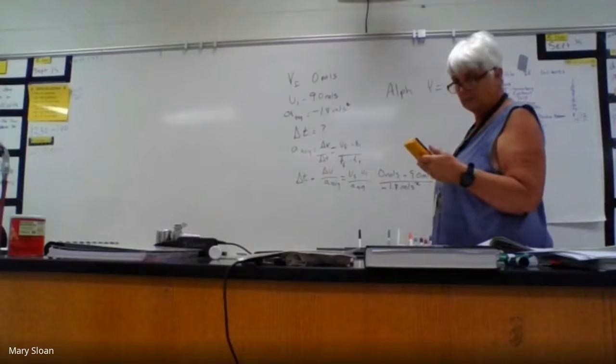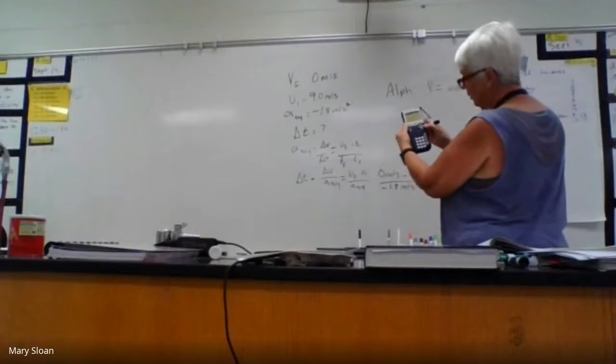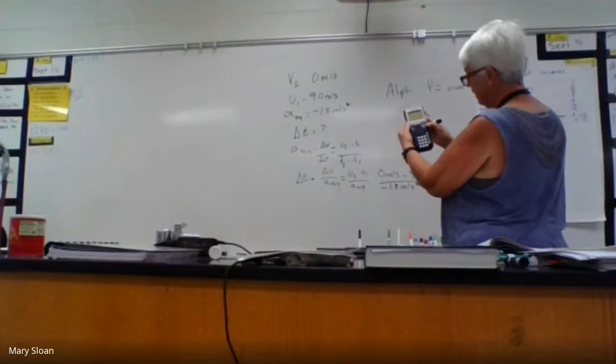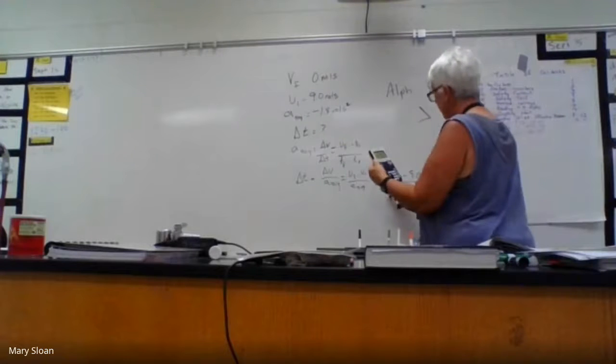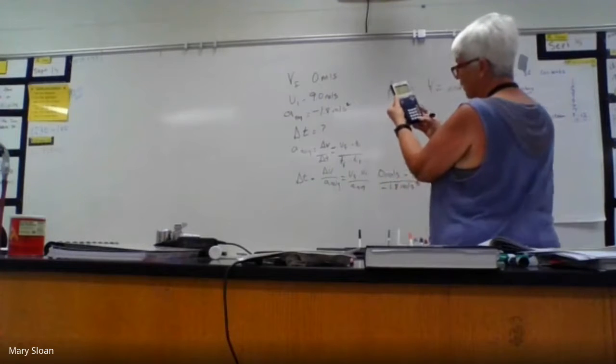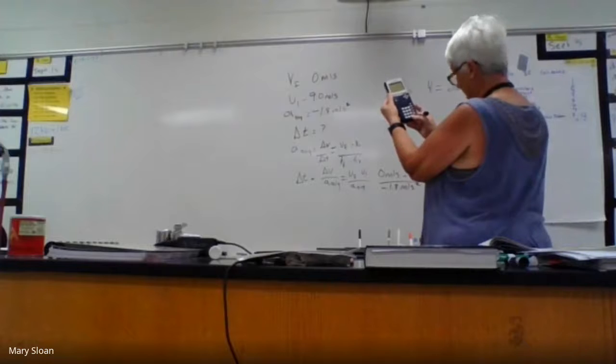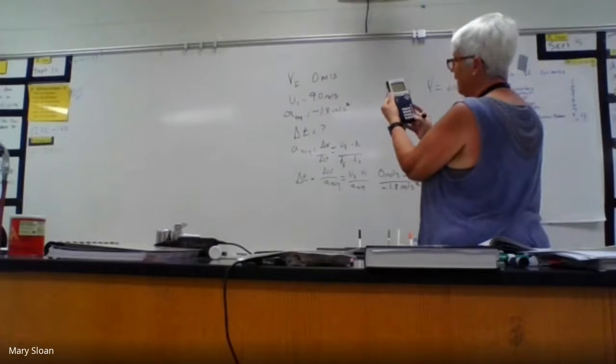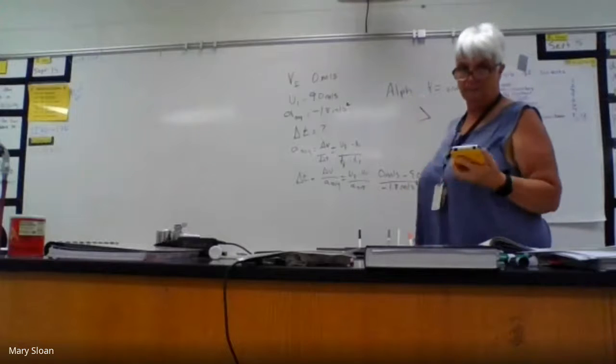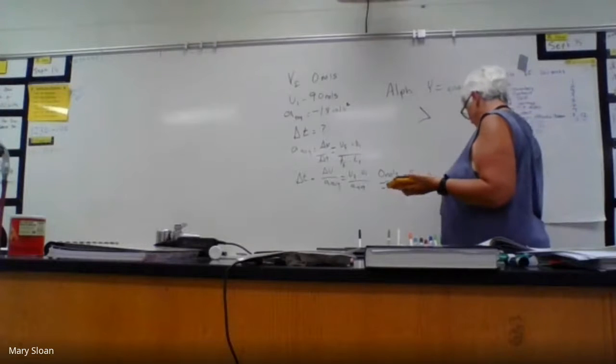0 minus 9.0. You're going to use the gray arrow key that's right over here to get you down to the bottom. And you're going to type in negative, and you'll use the number that's underneath the 3, 1.8. And then you're going to do enter. What do you get? 5. Yep. So it's 5.0.